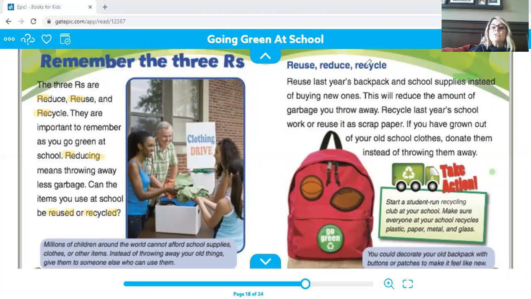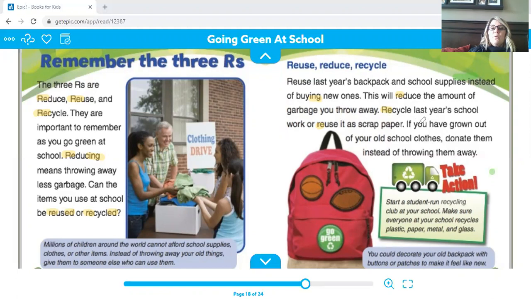Reuse last year's backpack and school supplies instead of buying new ones. I see an ing suffix, and that means doing something. So what are they doing? They are buying. This will reduce, there's that suffix, reduce, prefix, the amount of garbage you throw away. Recycle. Re means again. Last year's schoolwork, or reuse it as scrap paper. So you're redoing and reusing things that they used from last year in your school year.